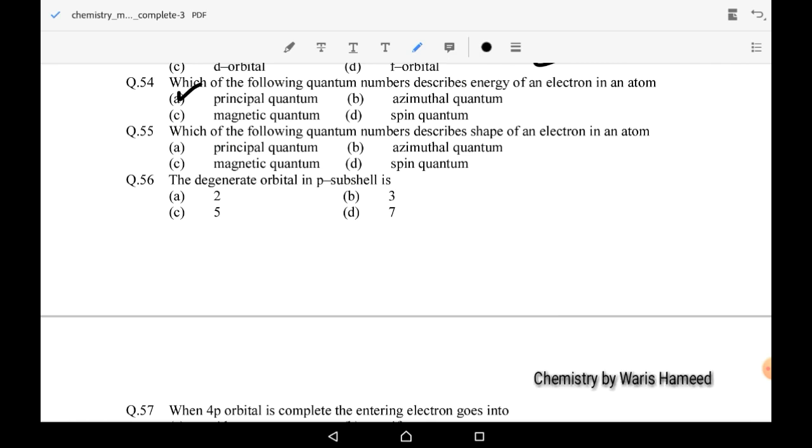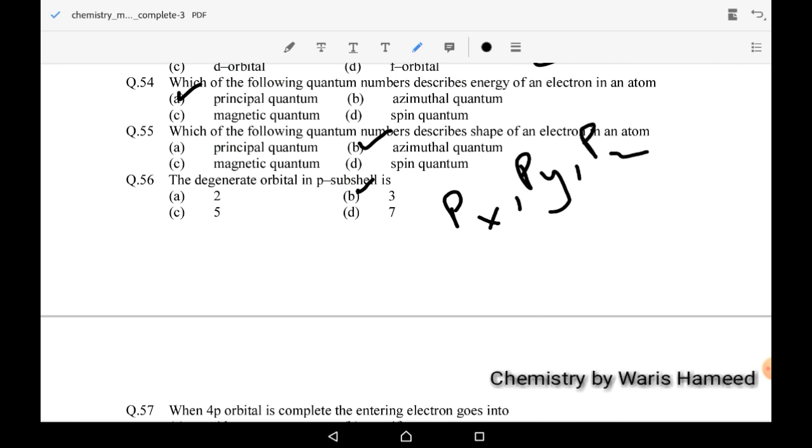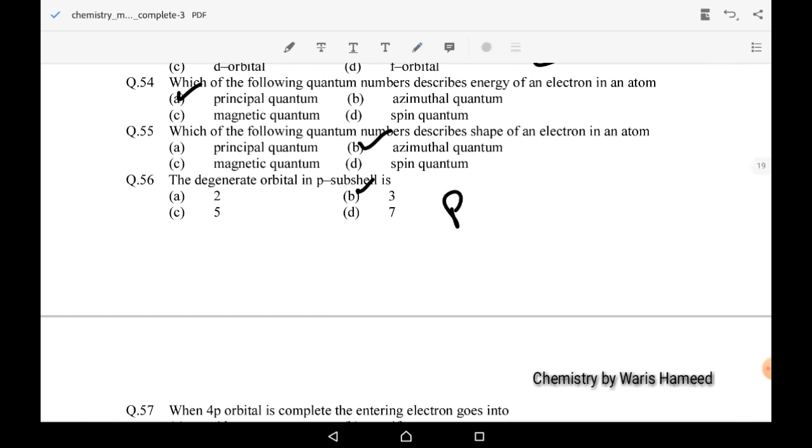It's azimuthal quantum number. The degenerate orbitals in p subshell is 3: px, py, and pz. These are three degenerate orbitals in the case of p subshell. Next MCQs.